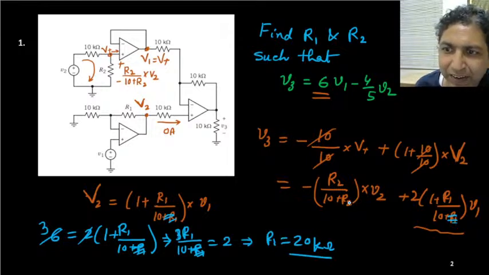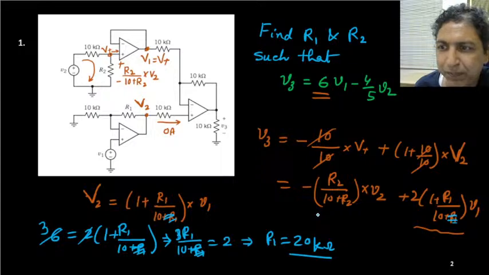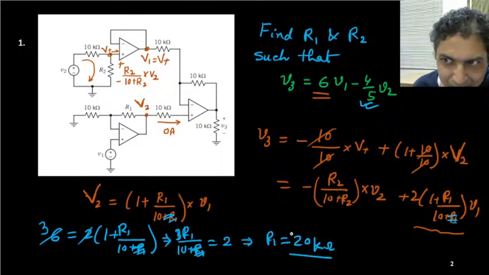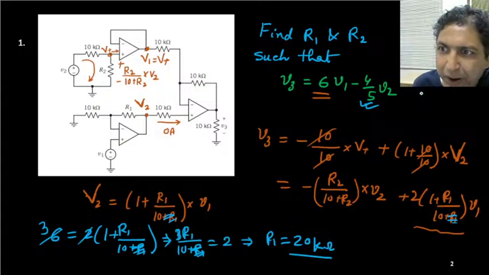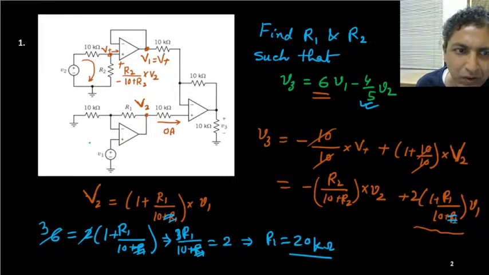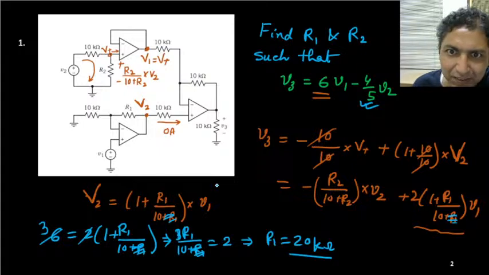Now if you compare this one, this minus 4 by 5, these things, that should be same as R2 upon 10 plus R2. Is it correct? So if you compare these two, so I am writing the same thing. It's okay, I don't have any space.